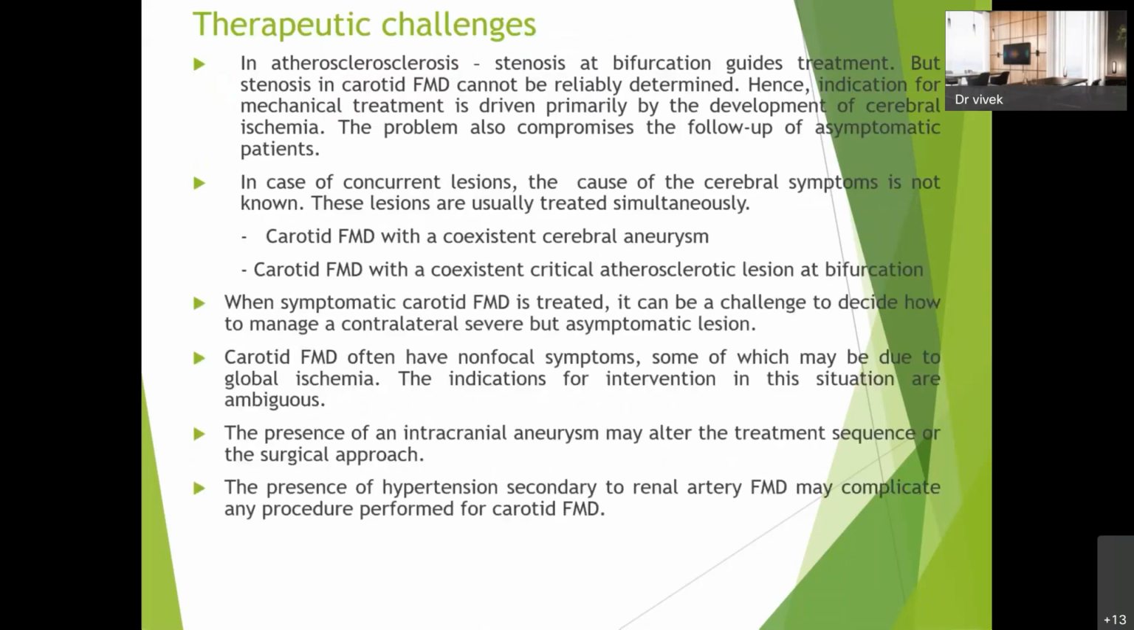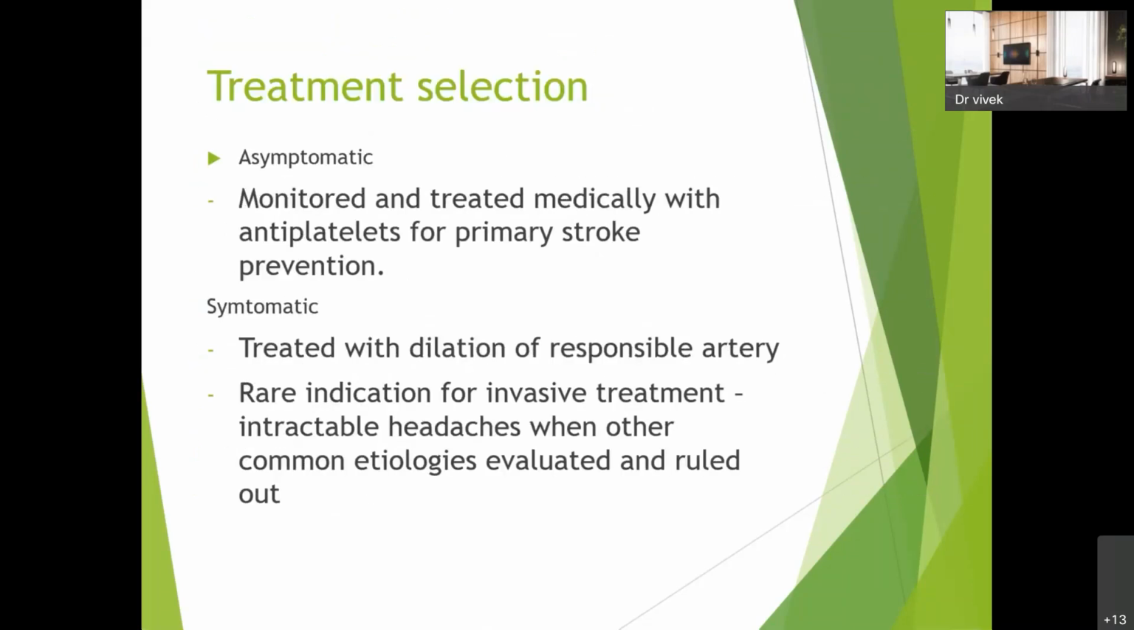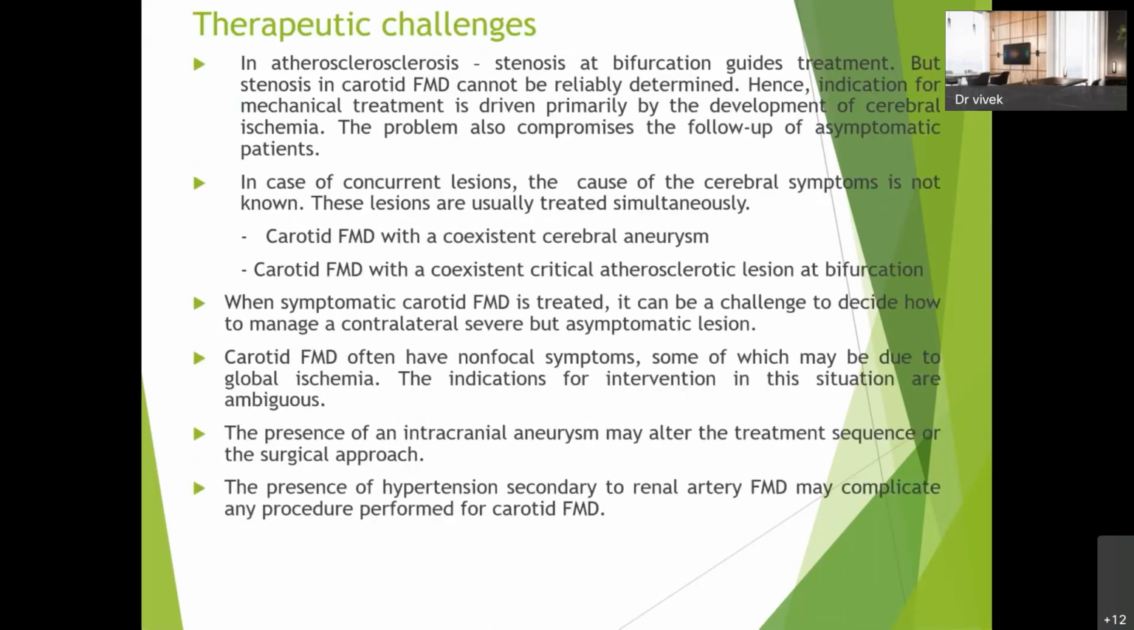Treatment selection: basically, asymptomatic patients are treated with antiplatelets for stroke prevention. Symptomatic patients are treated with dilation of the responsible arteries, and intractable headache is one of the rare indications for invasive treatment. Therapeutic challenges: like I said, it is the middle and the distal part of the artery which is affected. So that is the challenging part in treatment of these patients.